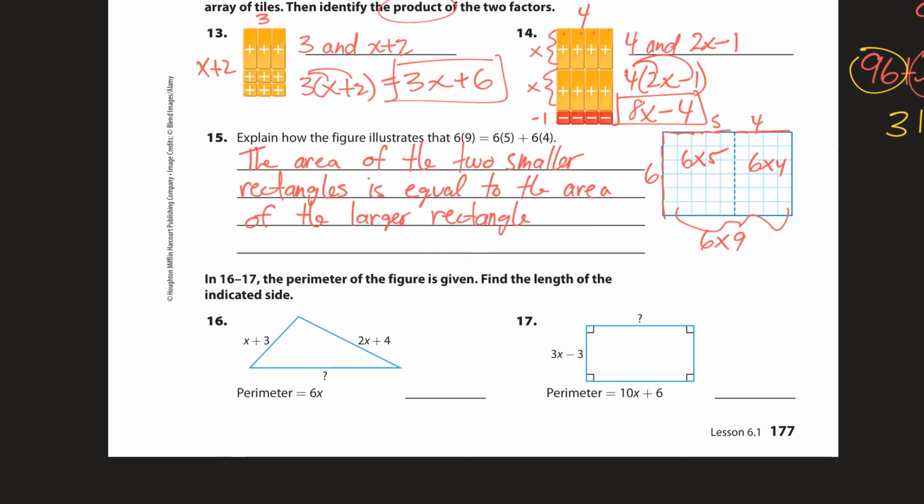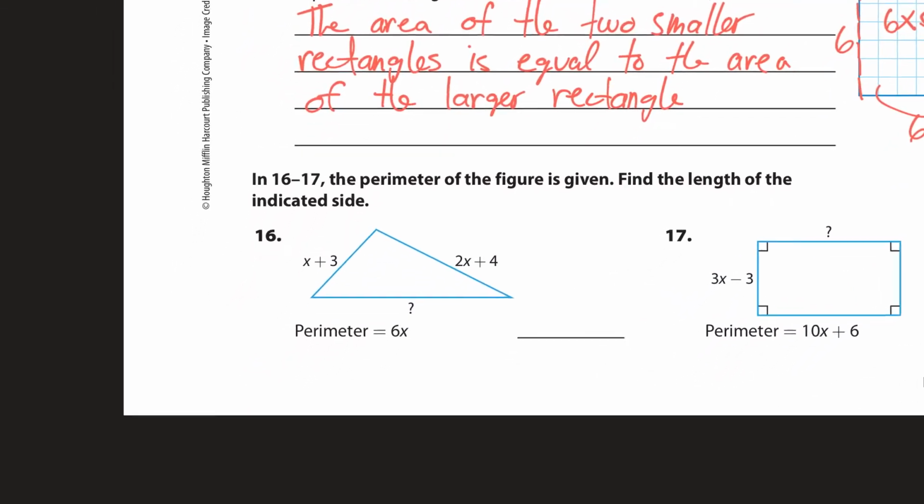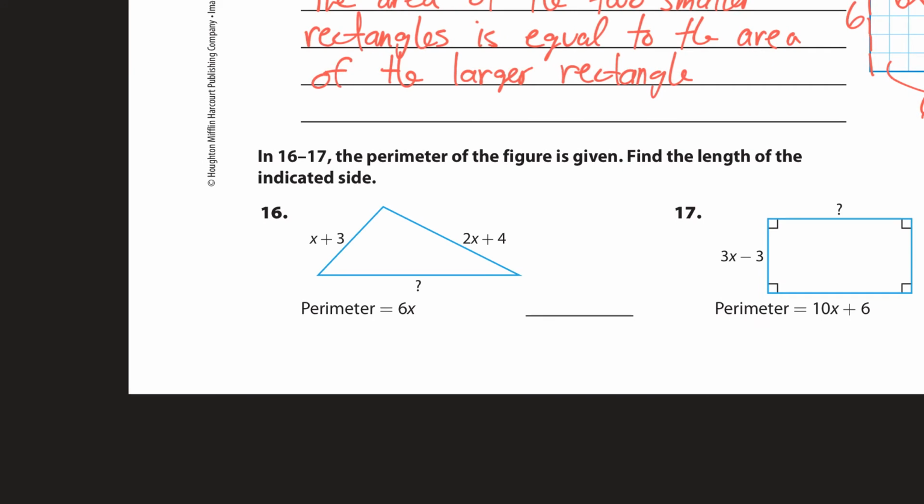Okay, on these. The perimeter, let's find the length of the indicated side. So we have these three sides here. We have x plus 3, 2x plus 4, and how long is that when the whole thing is 6x? Okay, well, I think I'll set up an equation. If I have x plus 3 plus another side, 2x plus 4 plus something, that's going to be equal to the entire perimeter, which is 6x.